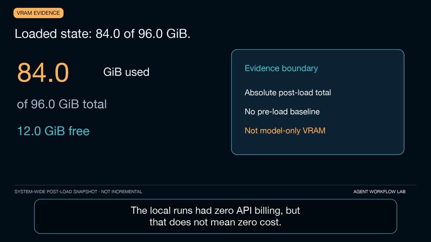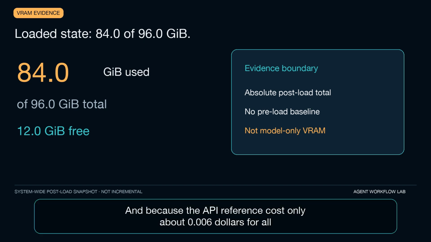The local runs had 0 API billing, but that does not mean 0 cost. The hardware, electricity, setup time, and maintenance still exist. And because the API reference cost only about 0.6 cents for all 9 runs, this experiment does not support a simple payback argument. The stronger value of local execution is control. We can change the context, output budget, reasoning policy, runtime, and placement without waiting for a provider.